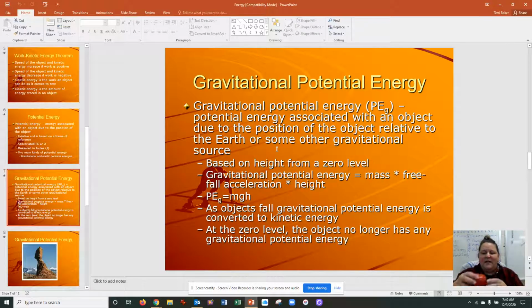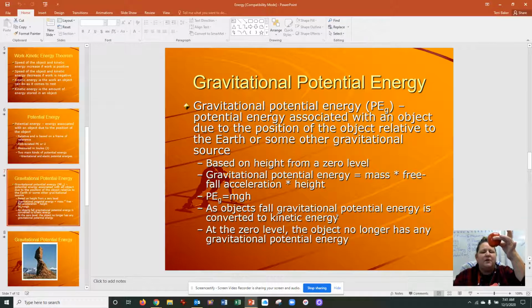So let's say we have an apple up here. It's not moving. It has gravitational potential energy. It has the potential to do work. It's based on its height. If you look at the equation, it's the mass of the apple times g, which is 9.81, multiplied by the height. How far above the ground is the apple positioned? Gravitational potential energy, again, is mass times free fall acceleration times height.